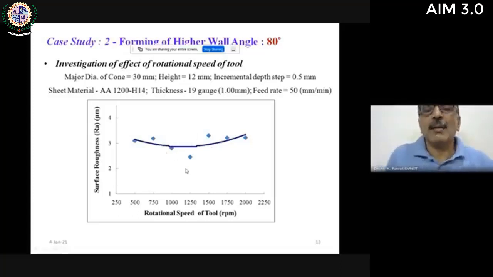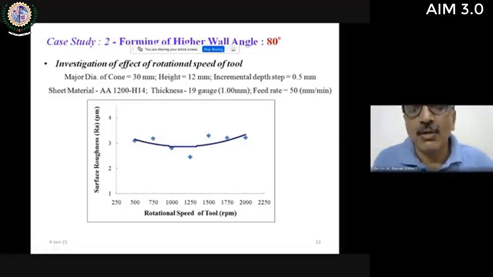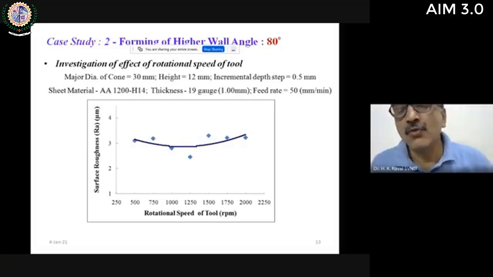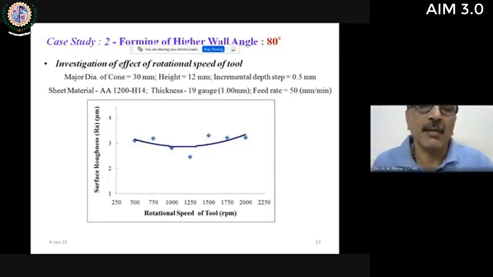So one can make a choice about what rotation should be given to the tool. This is one finding that can be shared: RPM should not be too high or too low. If it is too low, local jamming might take place. If it is too high, it may result in excessive heating at particular locations, or it may have certain localized effects. So it is always good to have a moderately decided surface speed of the tool, so that the surface roughness can be achieved within acceptable values.